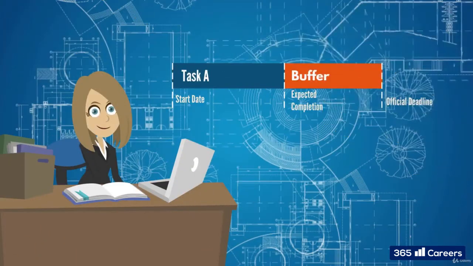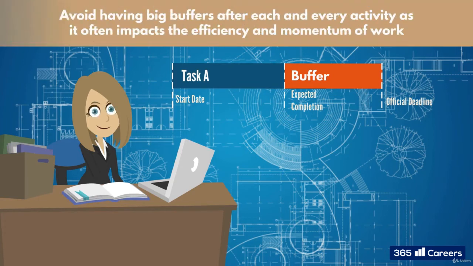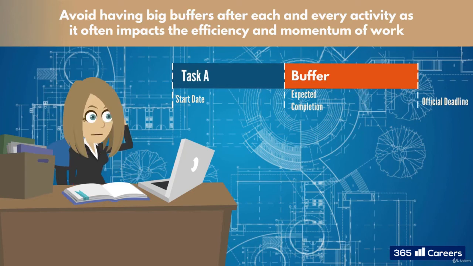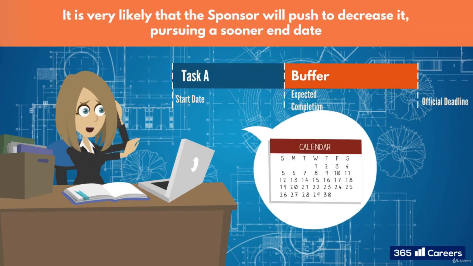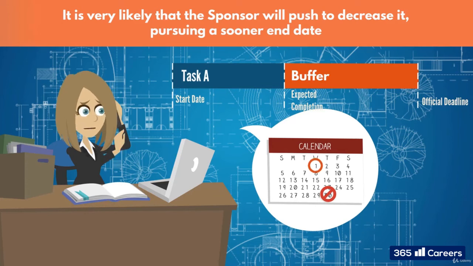Now, except for the few factors we presented, we will give you two important questions you, as a project manager, will need to ask yourself during planning. The first question is where to concentrate the buffer. After each activity or after the last project activity before the project is due? Our recommendation is not to go to the extremes. Avoid having big buffers after each and every activity, as it often impacts the efficiency and momentum of work. On the other hand, if you put all the buffers together and at the very end, it's very likely that the sponsor will push to decrease it, pursuing a sooner end date.